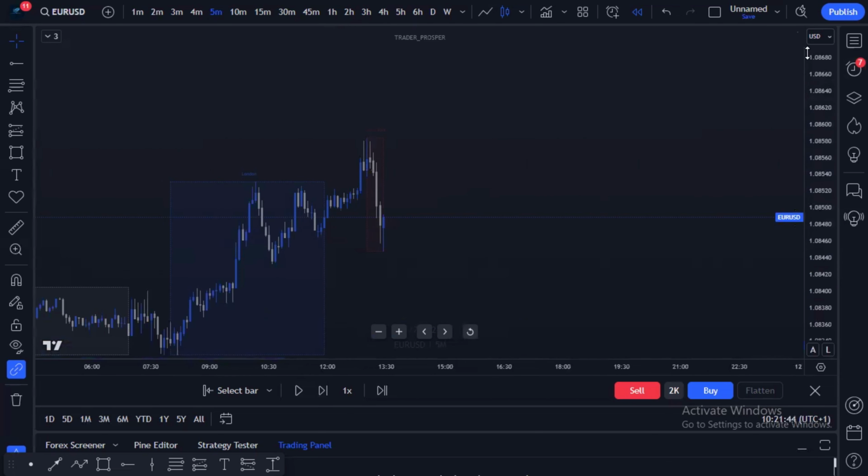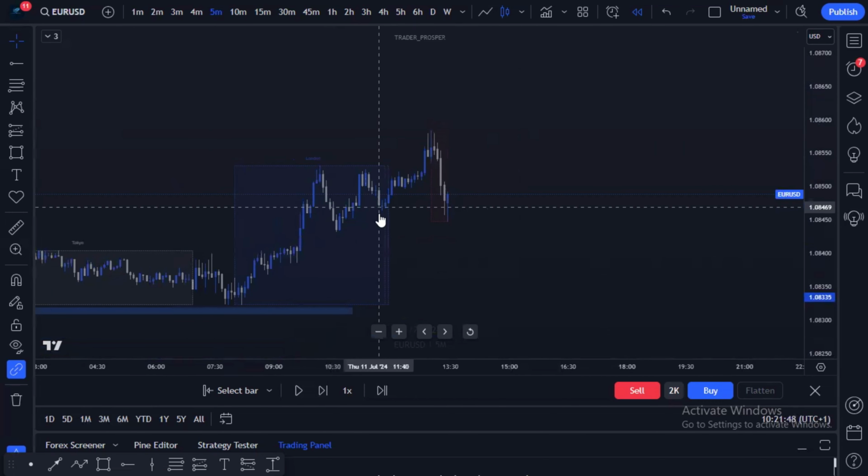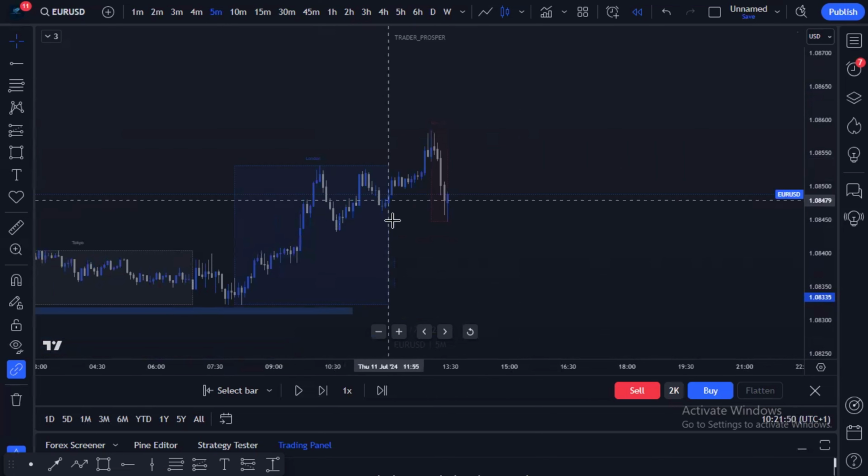Now take a look at this. Now, how we would have gotten into this trade during the New York section. The low that was created during the London section was swept here.